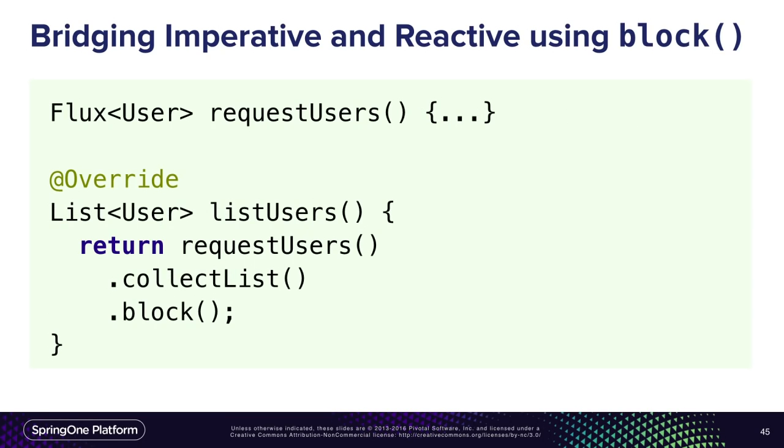Flux example, very similar. We have request users, which is going to return a flux for us. So then we're overriding list users. We're going to call that request users, which will give us a flux. We're going to collect all the values together into a list. And we're going to block until we've got all of the values back that we can then pass on.